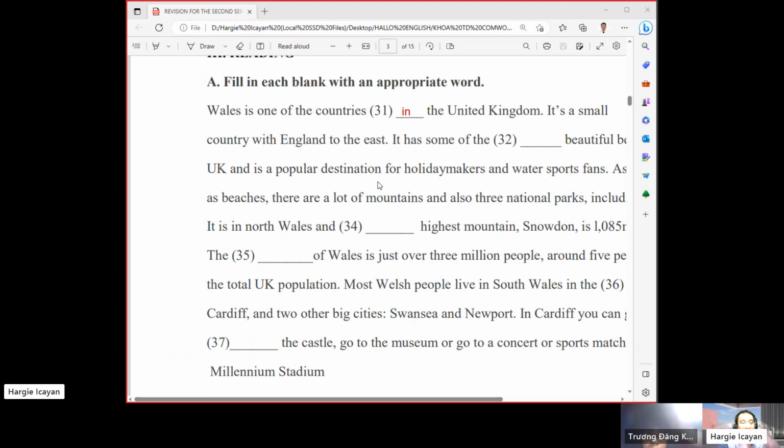Very good. Okay, so last time we were able to answer the first fill in the blank in here, which is the word in, right? So while we talk about the prepositions in, on, and at, if you're talking about a particular nation or a particular country, we use the preposition in, right, Khoa?